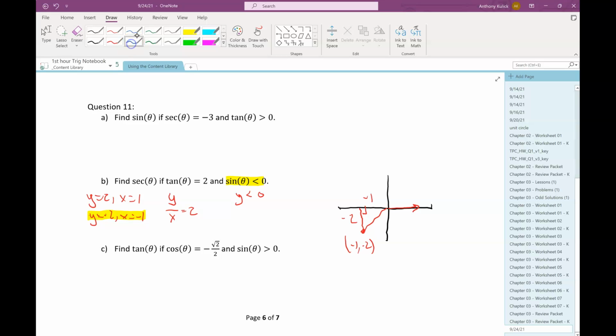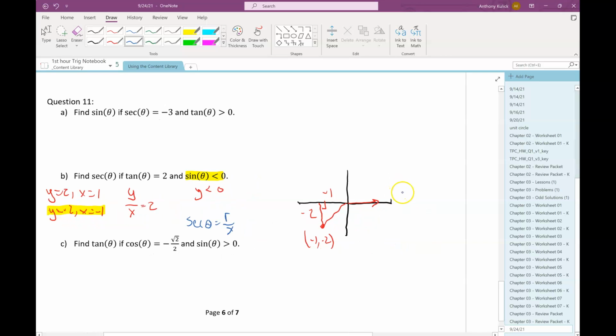Now we're looking to find secant, which I know is 1 over, well, no, this should be r over x is the definition I need to use because we're not on the unit circle. I've drawn just a point on the terminal side, so I need to use this definition. So the x we know is -1. We have to find r still, though.